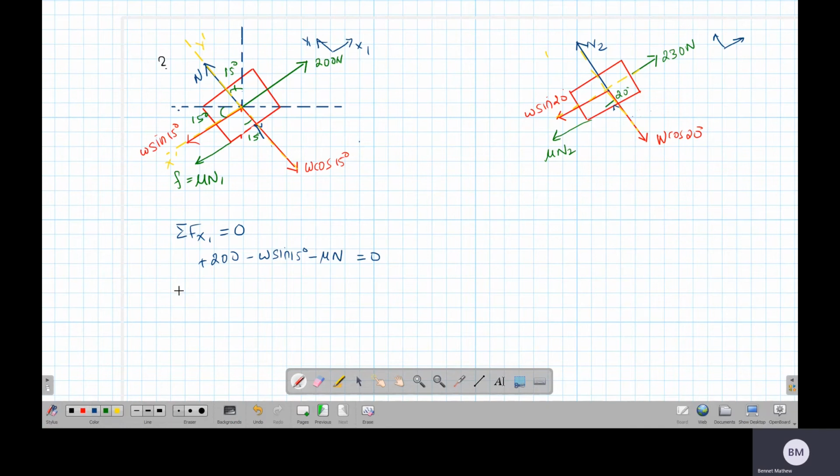Now if you do the second equation, that is summation of forces in y dash direction equal to 0, upward positive, we'll take upward positive. So we have n1 there, upward. Then we have w cos 15 as minus, equal to 0. Okay, so that means n1 minus w cos 15 degree equal to 0.